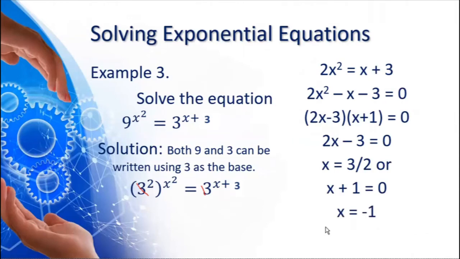So, kaya dalawa ang magiging solution natin ng x. Yung isa ay 3/2 at yung isa naman ay negative 1. So, yung dalawang yan, verified na pwedeng maging value ng x, so that the original exponential equation become true. That's it.